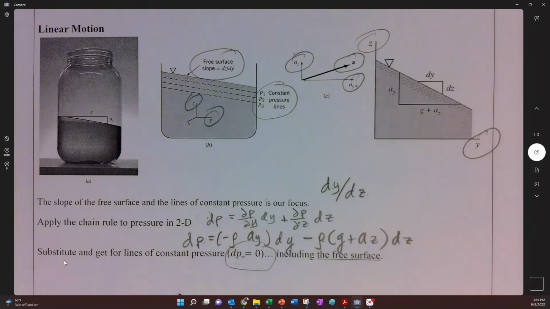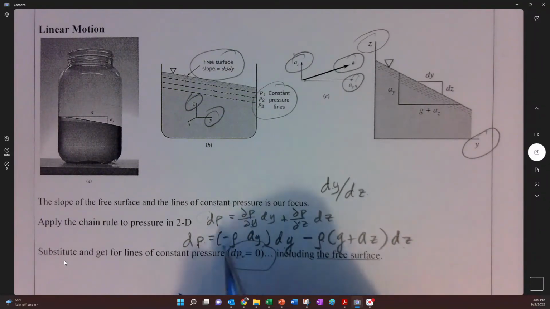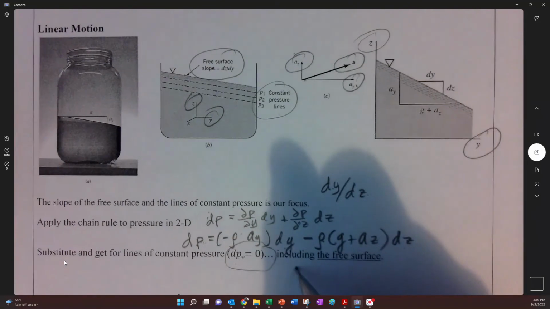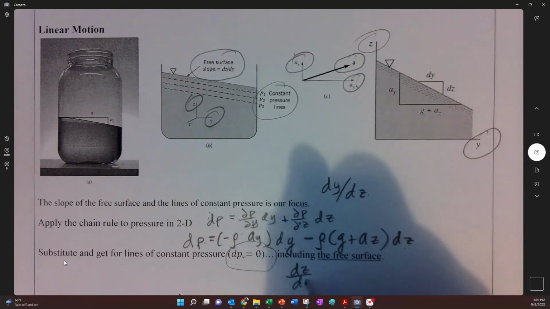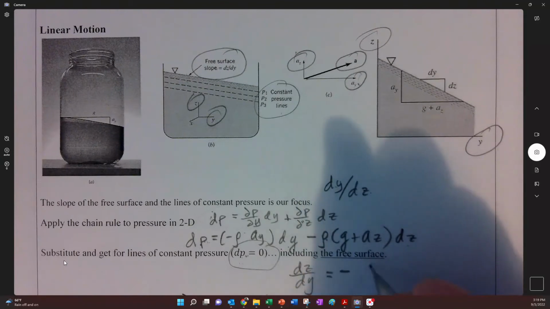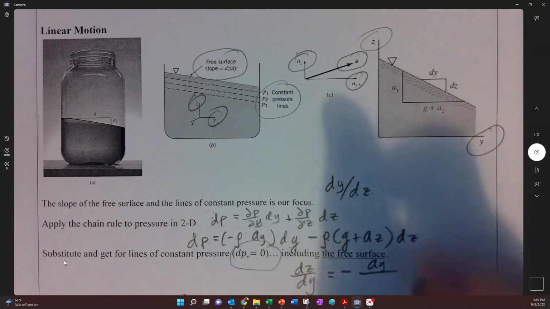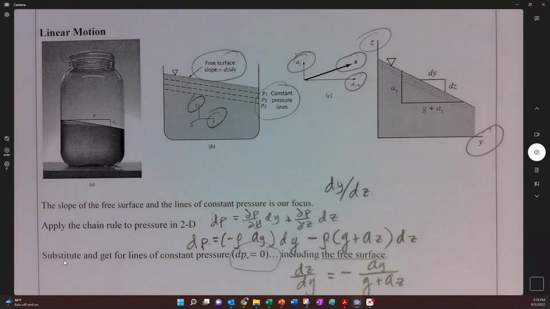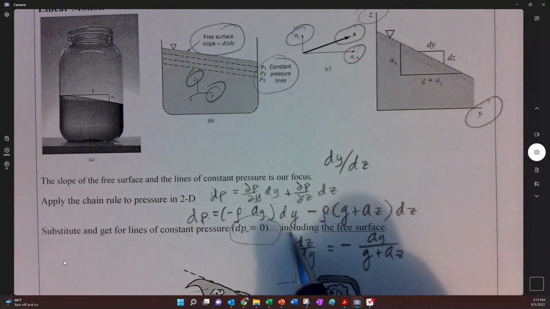For the free surface of this equation, we could rearrange it. We could have dz dy now, and we can get rid of the rho. So all we're left with is dz dy is equal to negative a_y over g plus a_z, right there. So this is the relation that we're looking at right here.